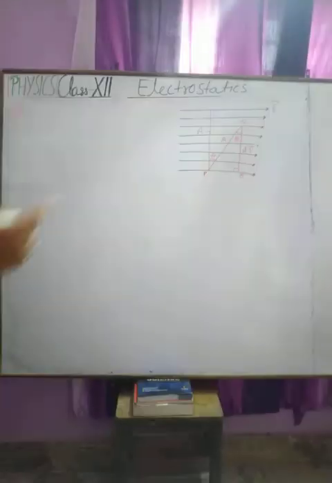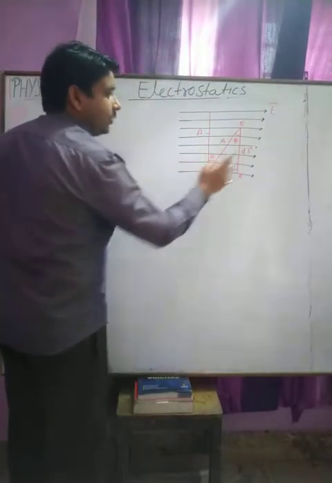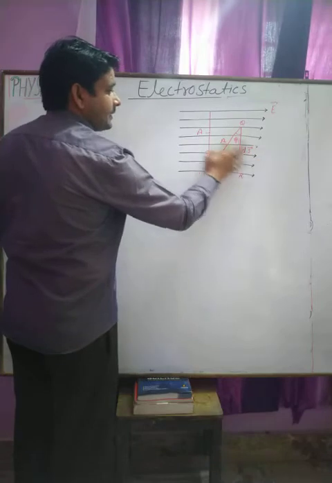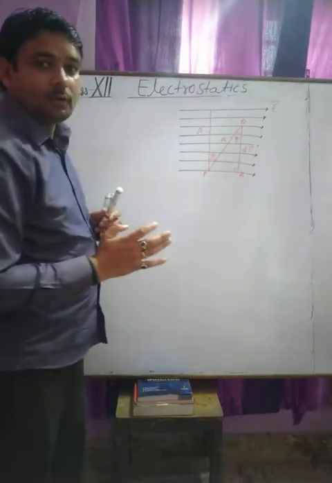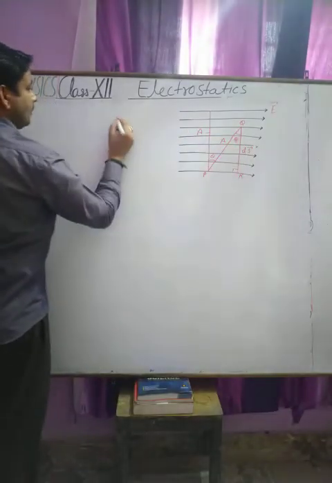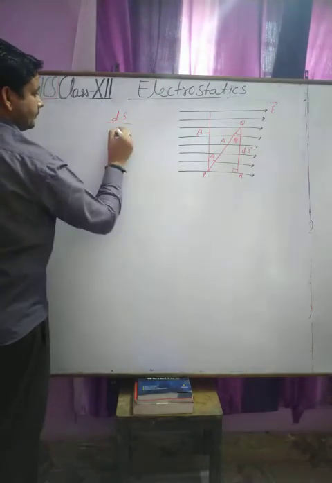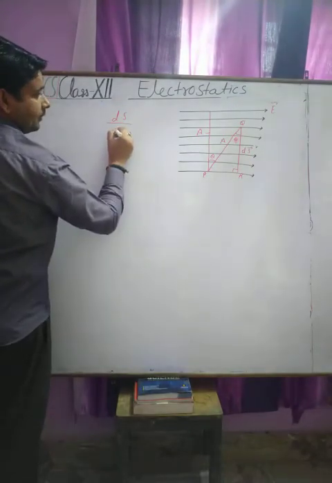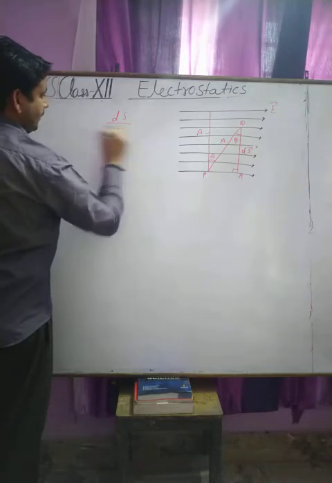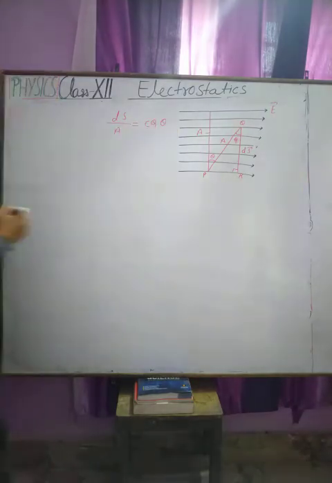Okay, student. Now we can calculate the ratio of dS upon A. Therefore the ratio of dS upon A is equal to cos theta.